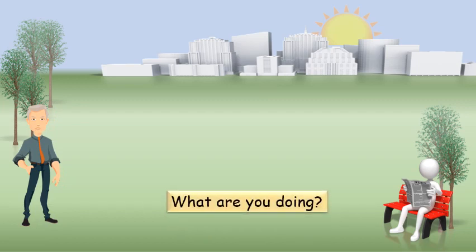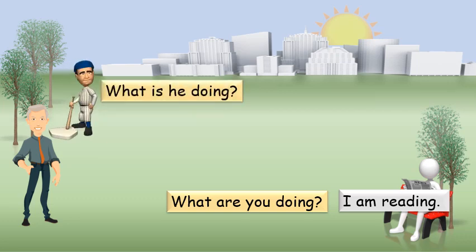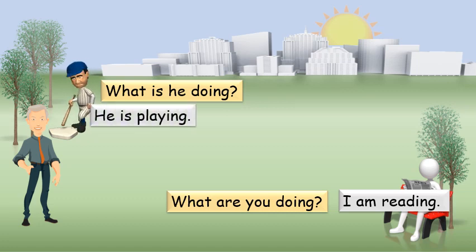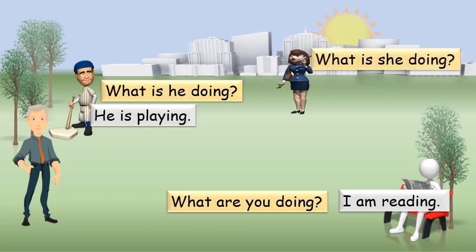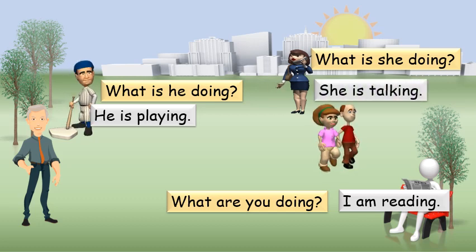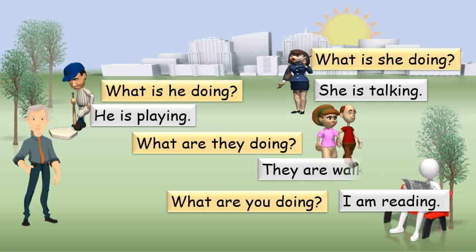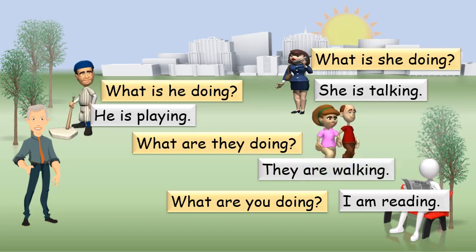Present continuous. What are you doing? I am reading. What is he doing? He is playing. What is she doing? She is talking. What are they doing? They are walking. Present continuous tense.